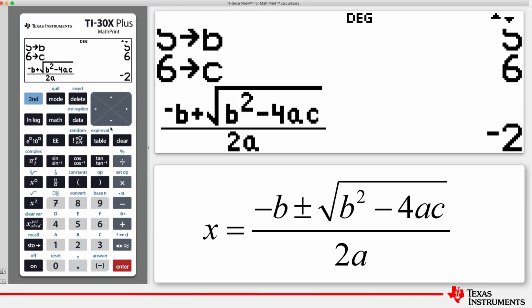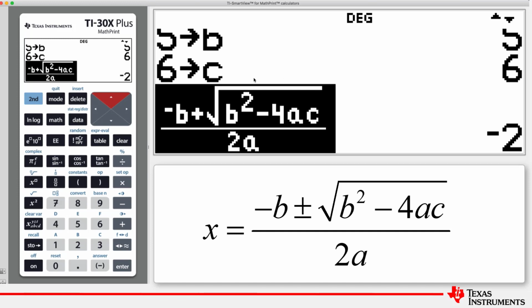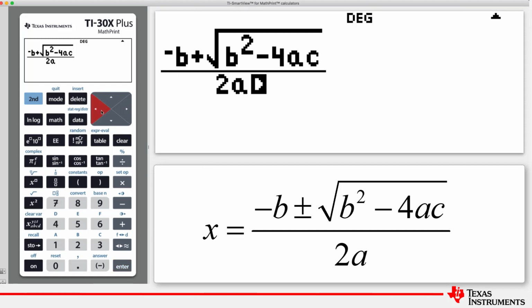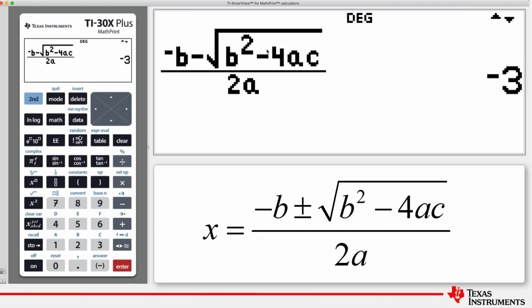So using your navigation pad, scroll around till you reach the formula that you want to copy, like so. Press enter and you see the formula has been copied into a new line. So now we just want to change that sign from a positive, an addition, to a negative, a minus sign. Hit enter and voila. Very easy, and it tells you the second root, which is x equals negative 3.